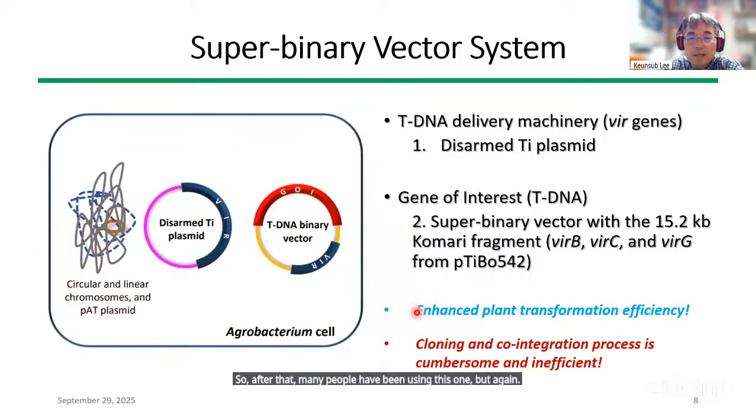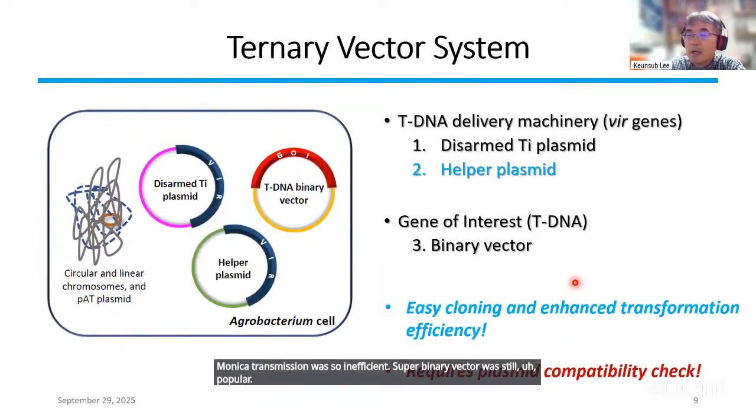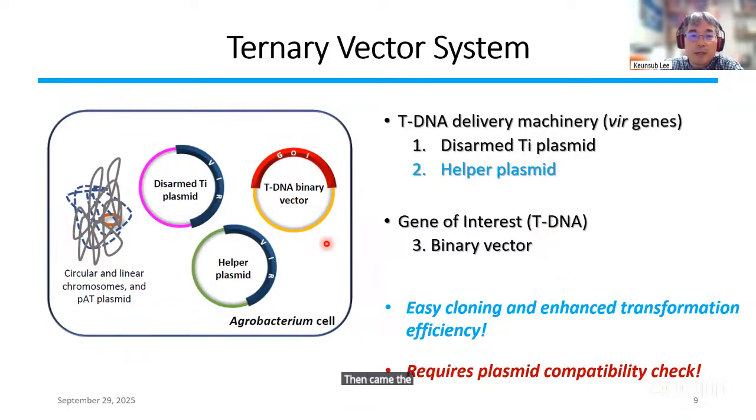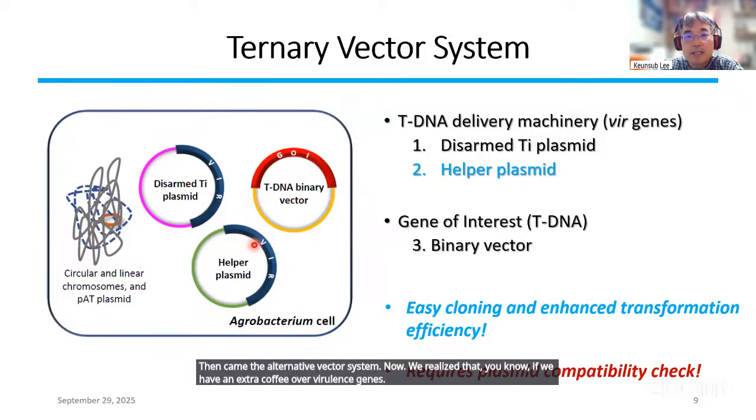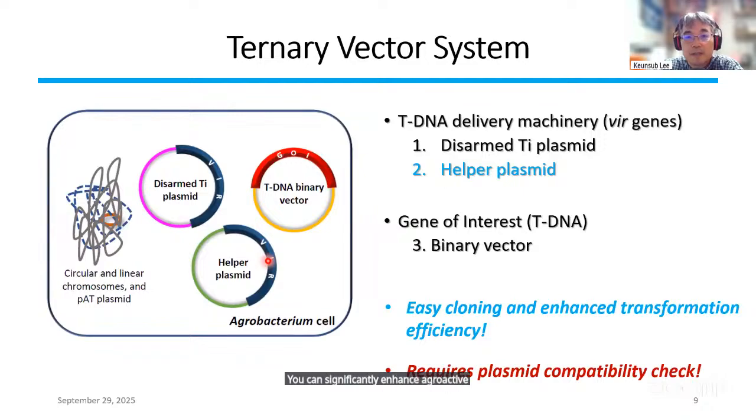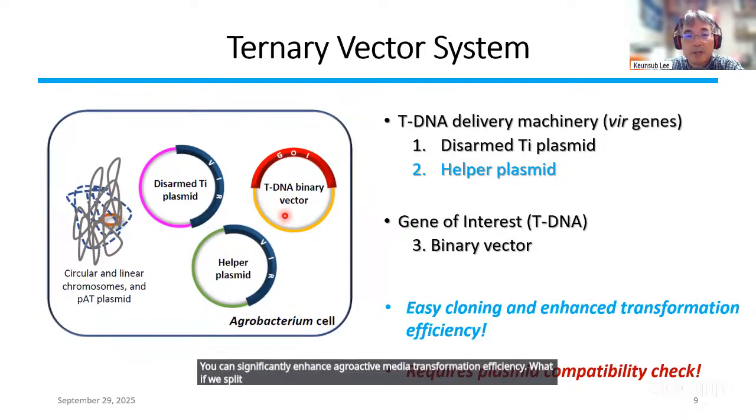But again, the downside of this super binary vector system is that you still use the same co-integration process to clone your gene of interest, because of the larger size of the super binary vector. So that was the downside. But because at the time monocot transformation was so inefficient, the super binary vector was still popular. Then came the ternary vector system. Now we realize that if we have an extra copy of virulence genes, you can significantly enhance Agrobacterium-mediated transformation efficiency. What if we split the super binary vector into two pieces? That is how the ternary vector system came about.